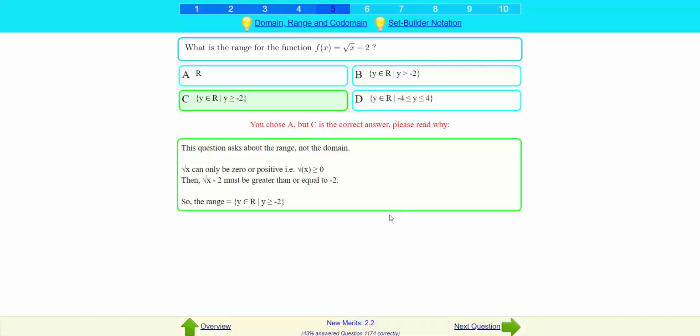What is the range? Oh, the range. Oh boy, the range. Why did I consider the domain then? The question asks about the range, not the domain. It can only be 0 or positive. Then square root of x minus 2 must be greater than or equal to negative 2. Yeah, you can't have square root of negatives.